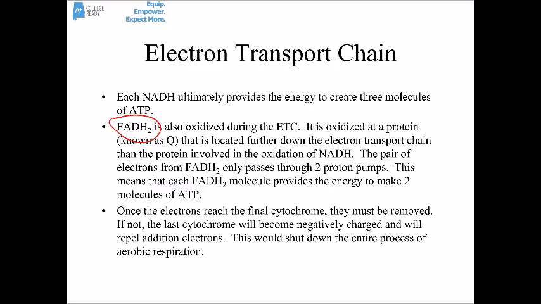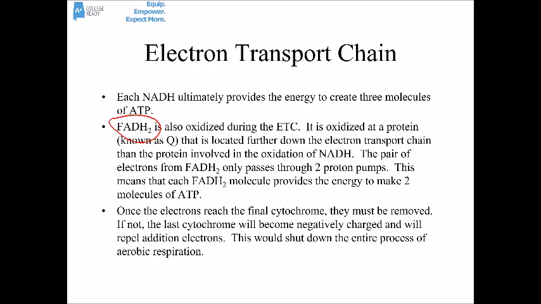Once the electrons from either electron carrier make it to the final cytochrome in the ETC, they have to be removed, because if they weren't removed, that final cytochrome would get more and more negative and eventually would begin to repel other electrons that are trying to move toward it.